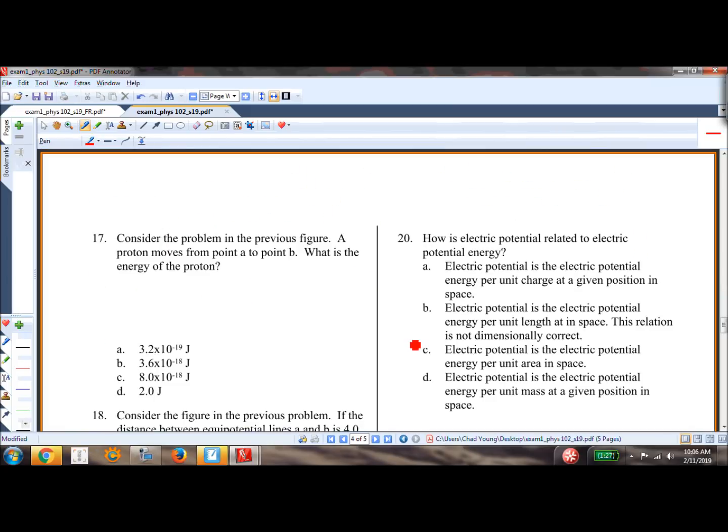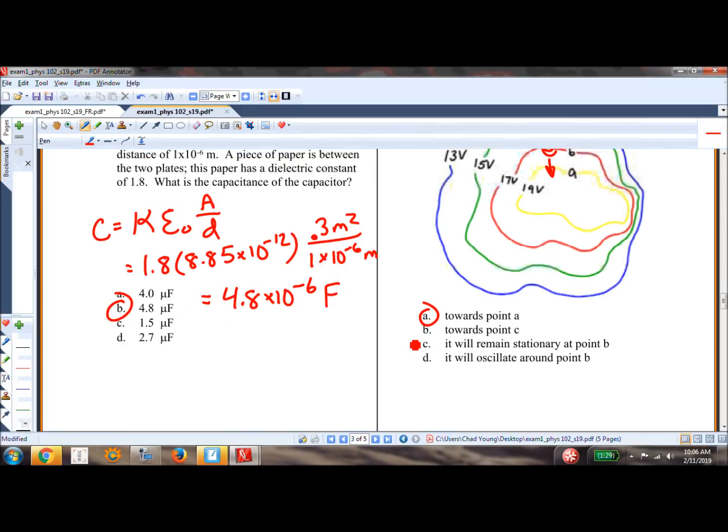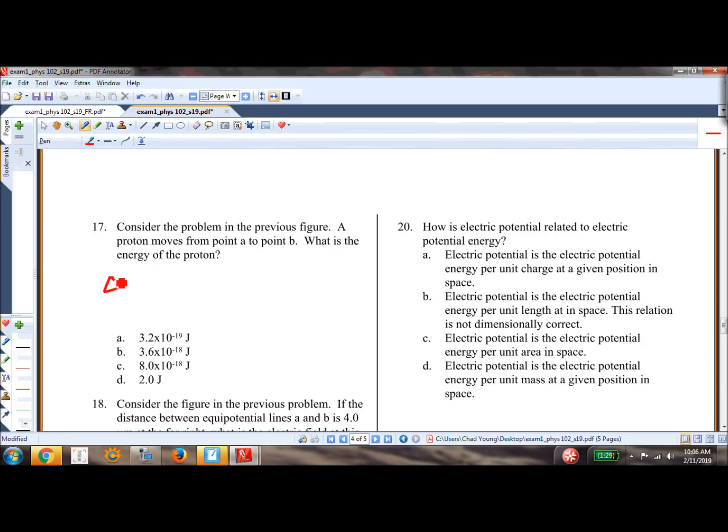A proton moves from point A to point B. Let's go back and look at that. If a proton moves from point A to point B, that is a delta V of 2 volts. It's actually negative 2 volts, but we're just looking at the magnitude here. So our change in voltage is 2 volts, and the energy that it gains is equal to Q times delta V. All right, let's do potential energy here. That's going to be 1.6 times 10 to the minus 19 coulombs, that's for a proton, times 2, which is going to be A.